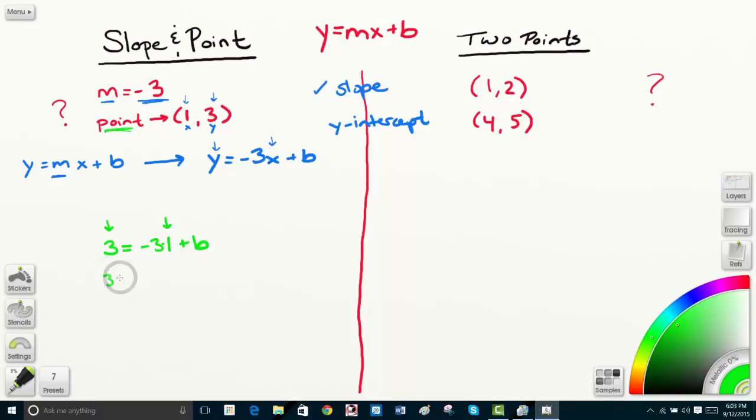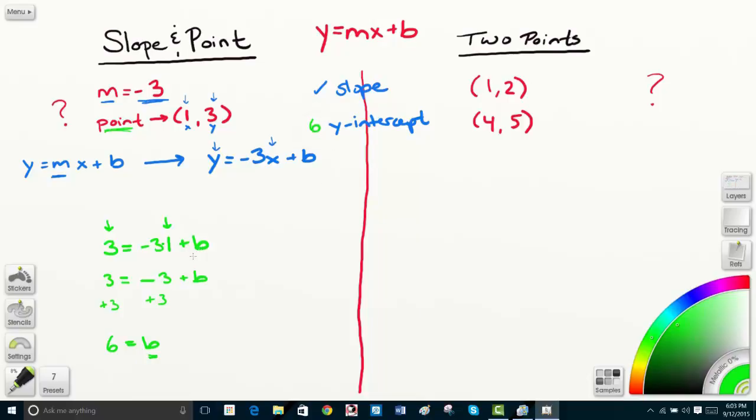So I would say, 3 just stays the same for a moment. I'd say negative 3 times 1 is just negative 3 plus b. And then I would want to solve for b, so I'd add 3 to both sides. And I just get 6 equals b. So look at that. Just by plugging in that xy point, I have discovered what the y-intercept is. The y-intercept in this case is going to be 6.